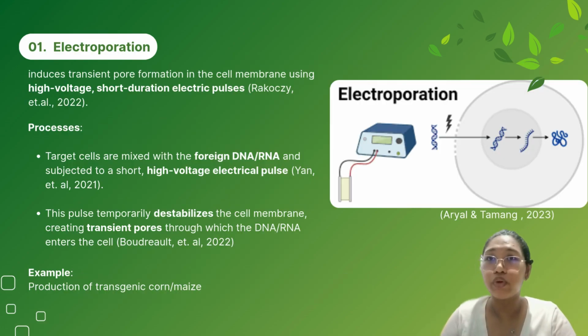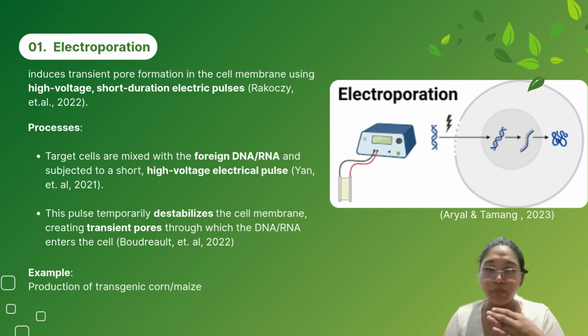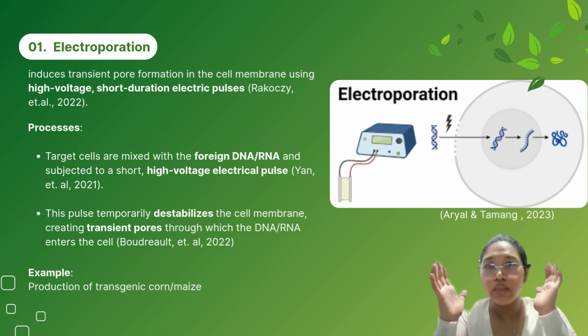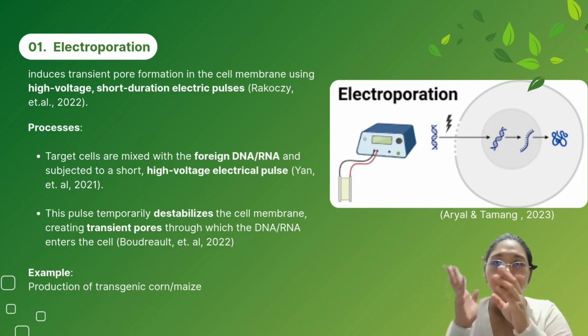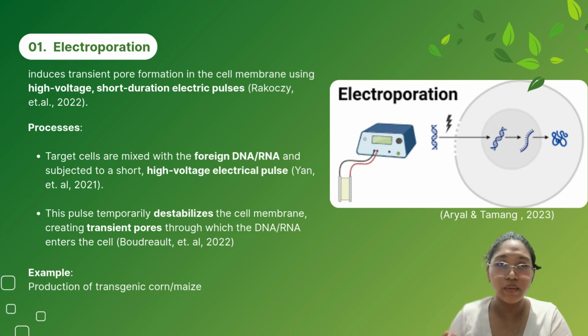First is electroporation. It induces pore formation in the cell membrane using high-voltage, short-duration electric pulses. The target cells are mixed with the foreign DNA or RNA and subjected to a short high-voltage electrical pulse. This pulse temporarily destabilizes the cell membrane, creating transient pores through which the DNA or RNA enters the cell. An example is the production of transgenic corn or maize.